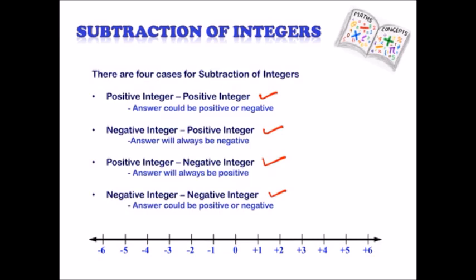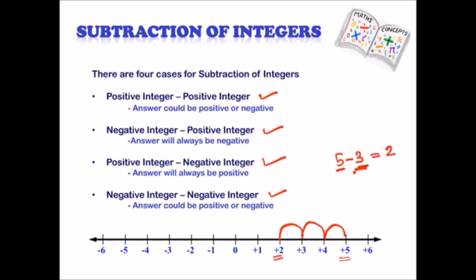Let's see. Let's consider one simple example. Say 5 minus 3. Okay, here I am subtracting positive integer from another positive integer. Okay, we know for subtraction we move towards left on the number line, so I will take 5 on the number line and I will move 3 places to the left on number line, which will give me 2 as answer, right?